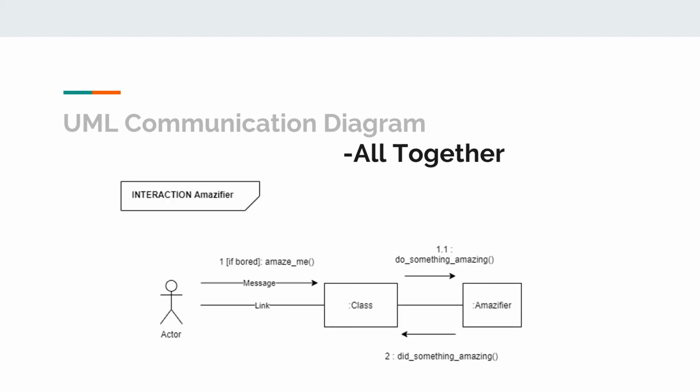Putting it all together in a somewhat silly example, you can see a simplified way of assembling a quick communication diagram. If bored, the actor will send an amaze me message to class, which in turn sends a sequence message to Amazifier to do something amazing. Once complete, the Amazifier starts a new sequence, sending a message back toward the anonymous class stating that it did something amazing.